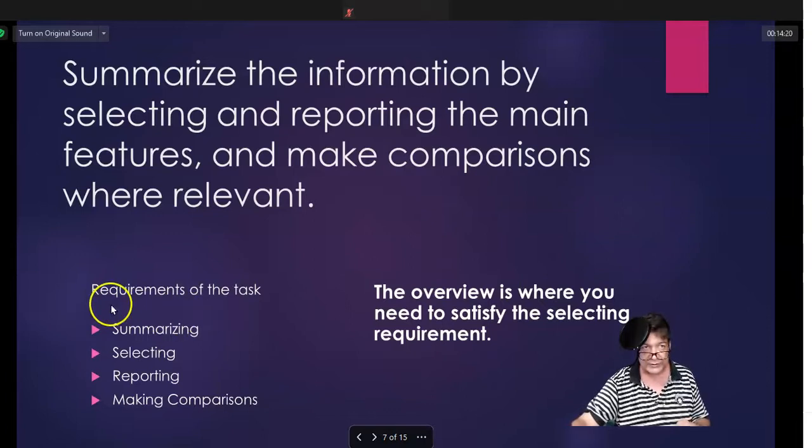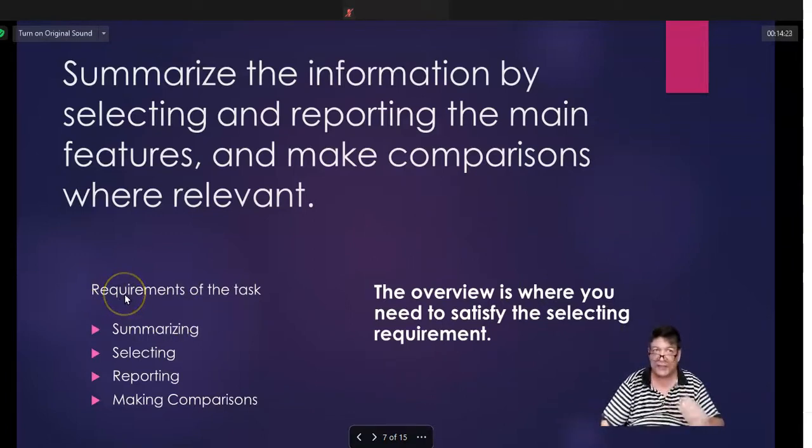You find these words, the requirements of the task, mentioned again and again. Fully satisfies the requirements of the task, covers the requirements of the task, addresses the requirements of the task, does not address the requirement. What do they mean? Well, if we look at the 4 verbs in this instruction, that tells us what they want. Summarize, select, report, and making comparisons. Now, except for reporting, you can do any of these other 3 things. Not reporting. Reporting is what you do in your body paragraphs.